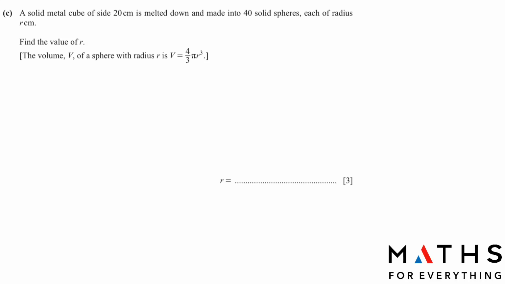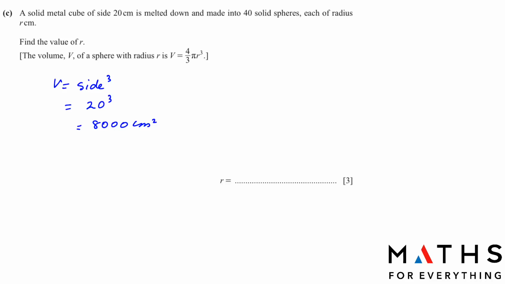Part C. A solid metal cube of side 20 centimeter is melted down and made into 40 solid spheres, each of radius r centimeter. Find the value of r. And we can find the volume of a sphere using this formula. First, we have to find the volume of this cube with side 20 centimeter. Volume of a cube is side cube. So we have 20 centimeter, we are going to cube it, and that will give us 8,000 cubic centimeter.